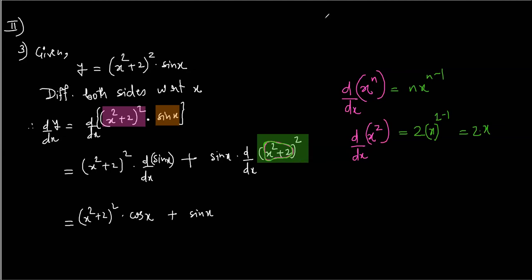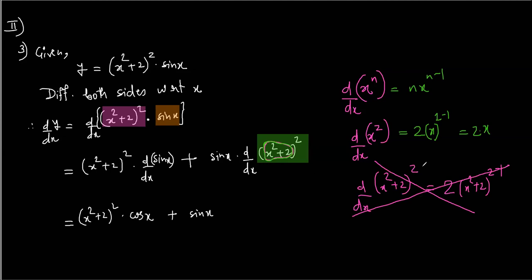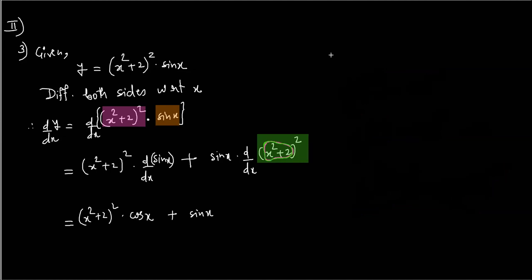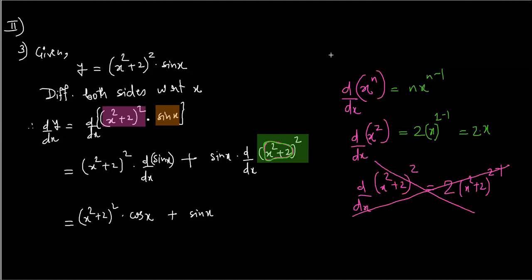I repeat again, if someone is thinking that d by dx of x square plus 2 square, variable raised to constant, we can write 2 times x square plus 2, raised to 2 minus 1, remember students, it is wrong. It is not correct. After a few lectures, I will teach you the derivative of composite functions, where we will use another composite function rule to differentiate this. Right now, you cannot apply x raised to n here.